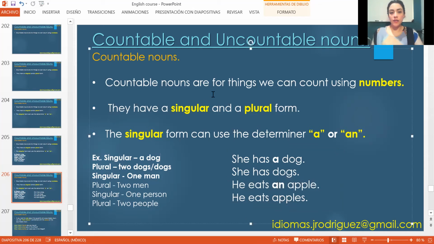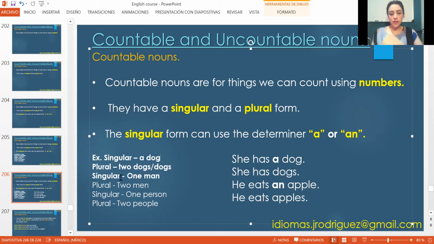Okay, I repeat. Countable nouns are for things we can count using numbers. Para cosas que podemos contar con números. Tienen un singular y un plural. Okay, tienen una forma singular y una forma plural. Y su forma singular puede usar el determinante a o an para hablar de uno. A dog. Or we can also say a man, a person.